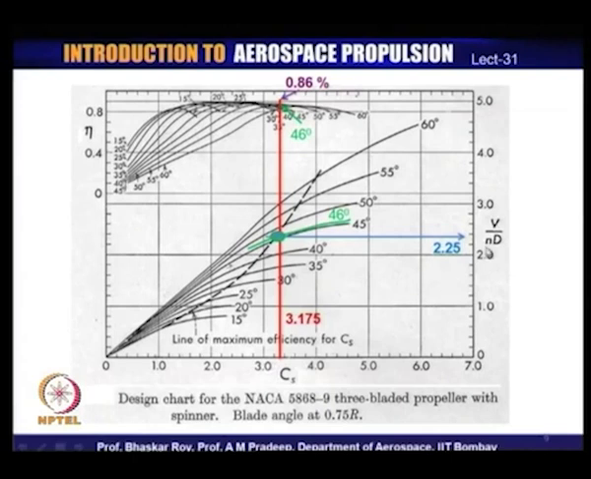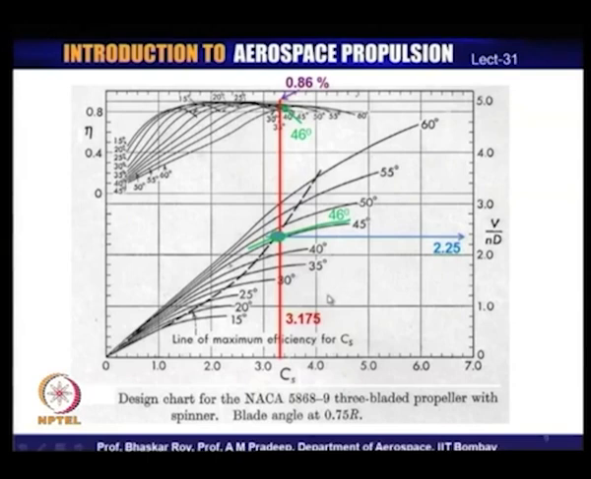The y axis on this side is advance ratio V by N d. On this side you have the propeller efficiency eta, and we have the carpet plots available of these parameters: C s versus efficiency, and then C s versus V by N d. The other thing that is shown here as variable is the blade setting angle beta. Now, these angles which are shown here are the blade setting angles beta.